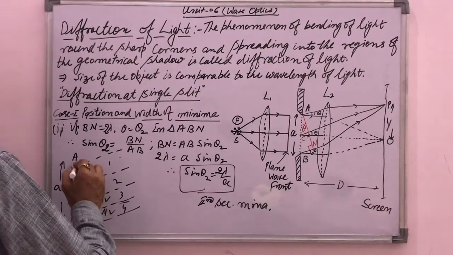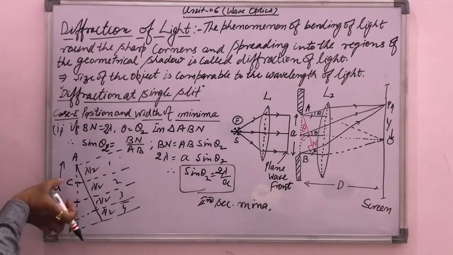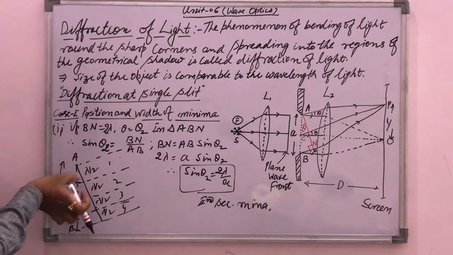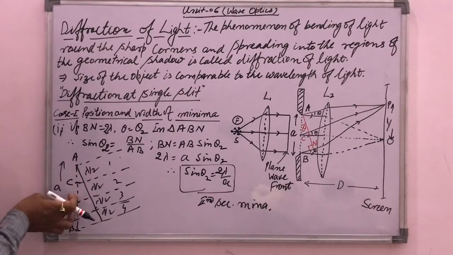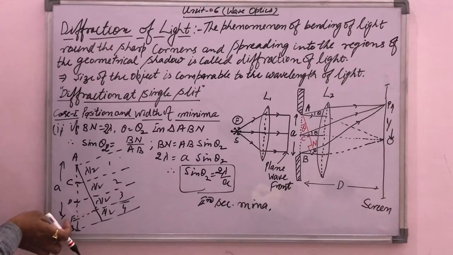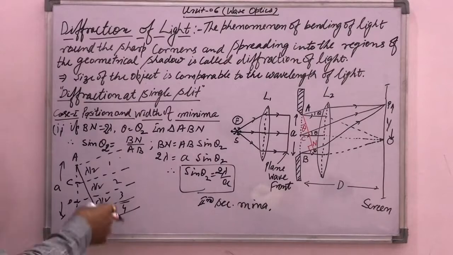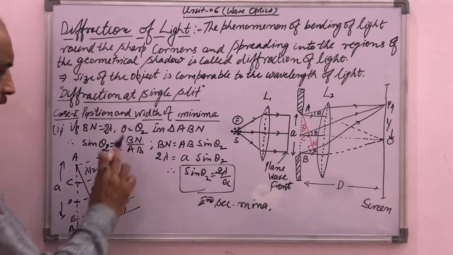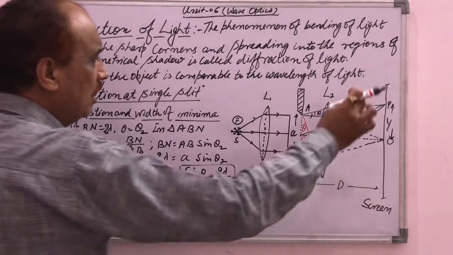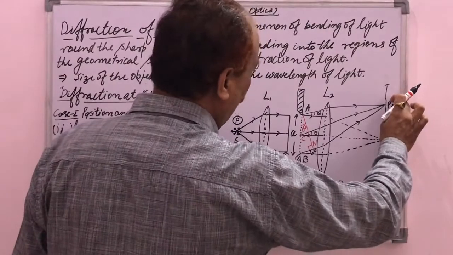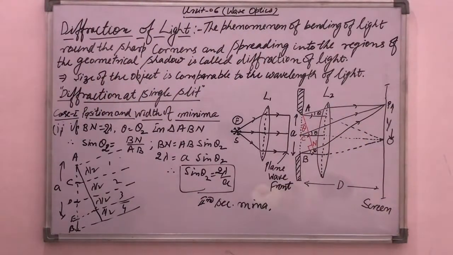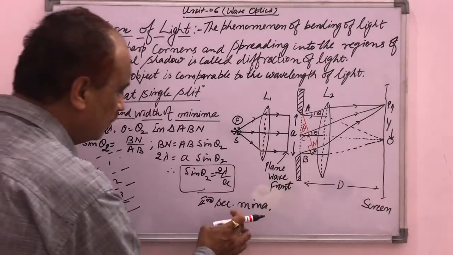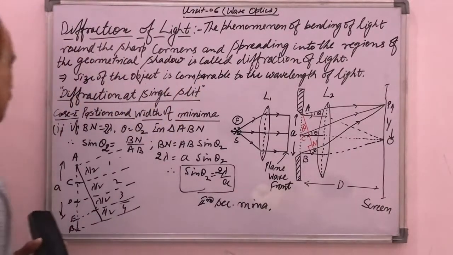So the secondary wavelets, when they are superimposed on each other, of the AC part and CD part, similarly for CD, CE and the EB part, they will be superimposed in such a way that they intersect in opposite phase. When they intersect at the point P on the screen, again the dark band is obtained here. It means we have to obtain the secondary minima. Now this is the condition.